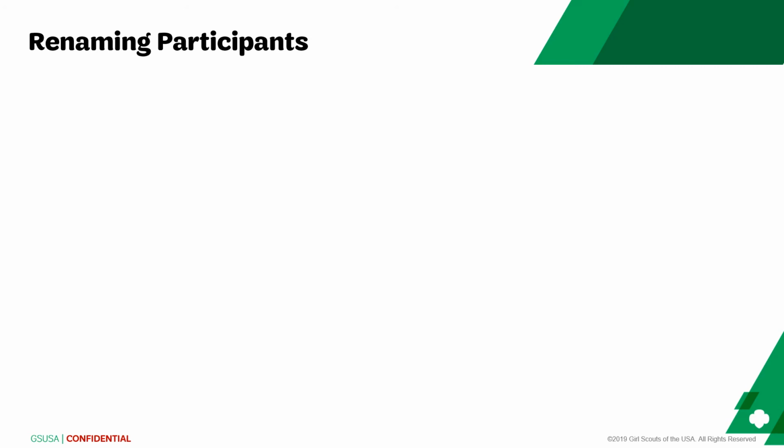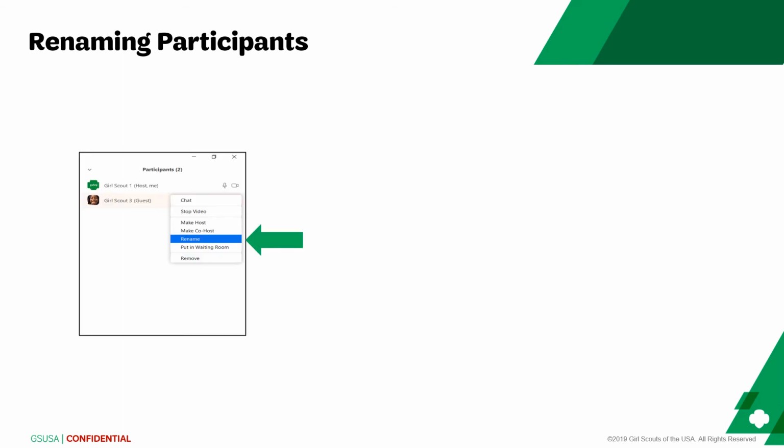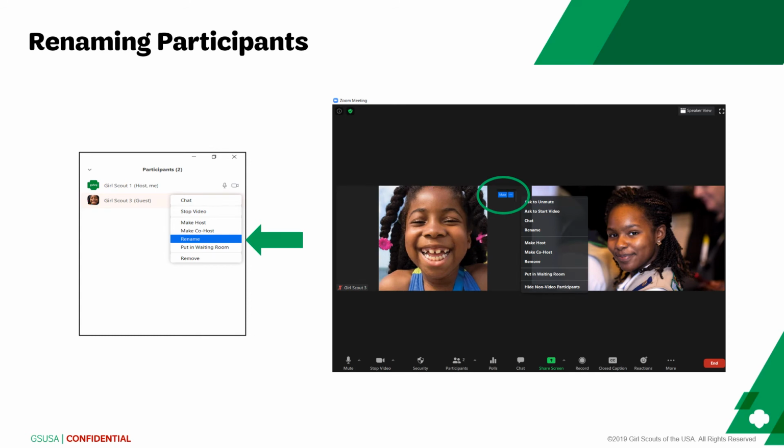In a similar fashion, a meeting host or co-host can rename a participant by hovering over their name in the Participants panel and clicking Rename. Participants may also be renamed using the ellipses in the top right corner of their profile picture or video.